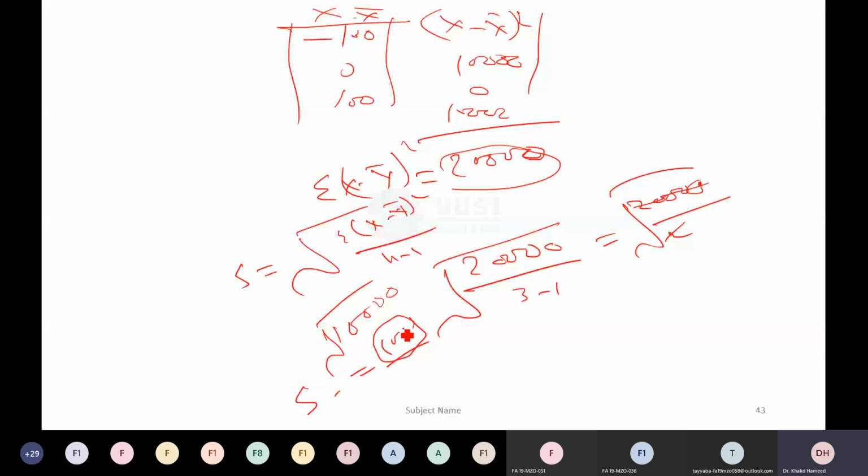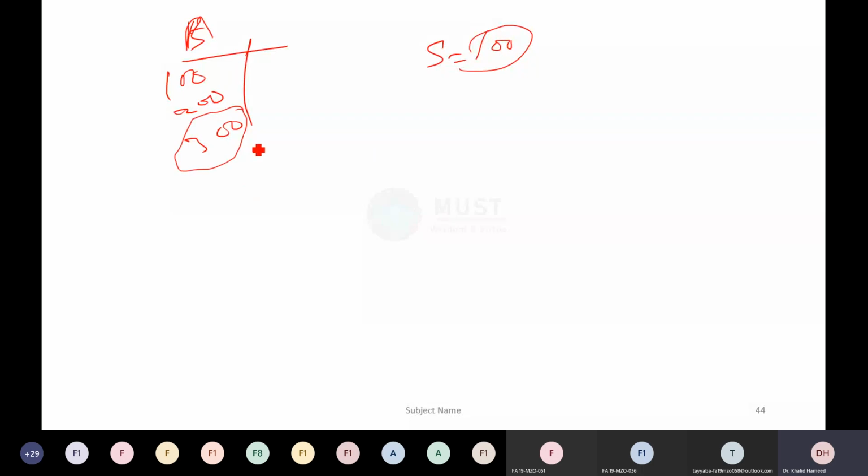If I switch to a new slide and rewrite my data set B once again, it was 100, then 200, and 300, and my standard deviation from here was 100. If someone asks how many standard deviations this observation is away from the mean, I need to calculate the z-score of 300, that's my observation. That will be 300 minus mean, which is 200, divided by 100, so that will be 100 divided by 100, equal to 1.